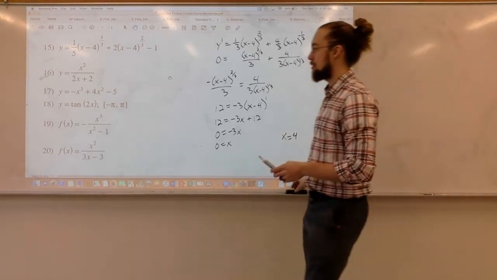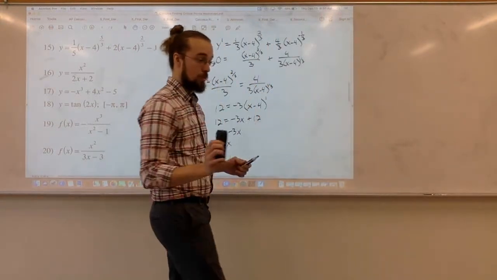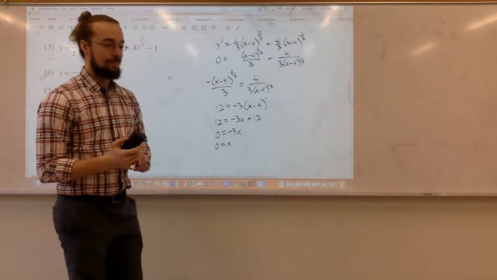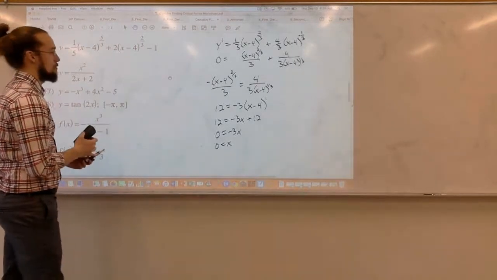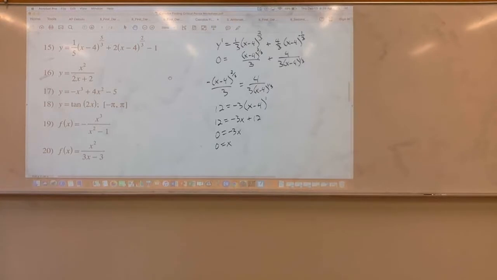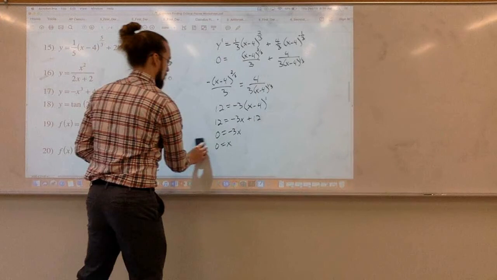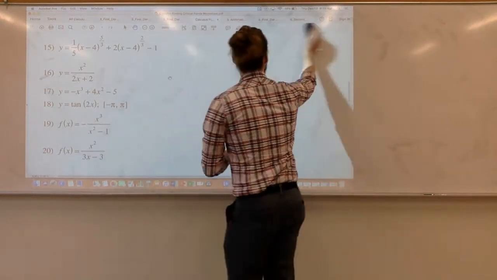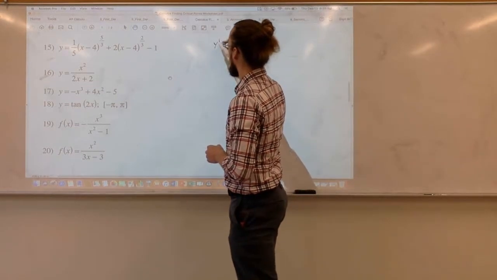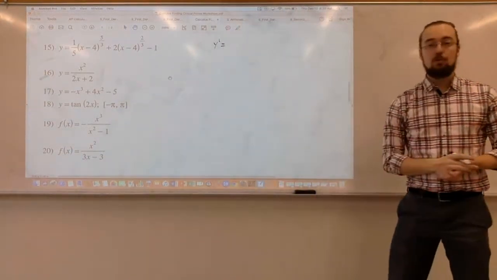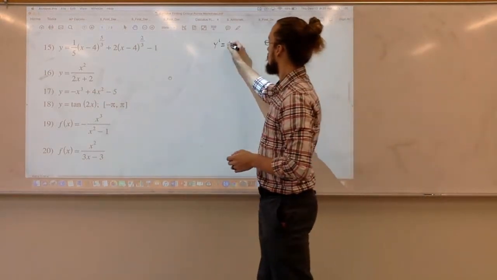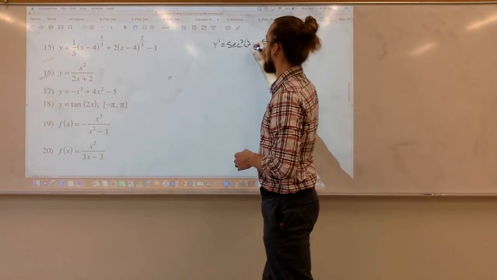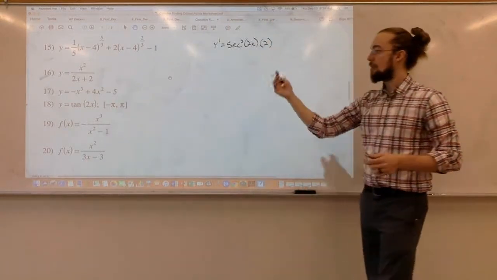Alright, and then 18. Alright, so on 18, the derivative of tangent of 2x, what's the derivative of tangent? Secant squared. So I'll have secant squared of 2x times the derivative of the inside, so times 2.